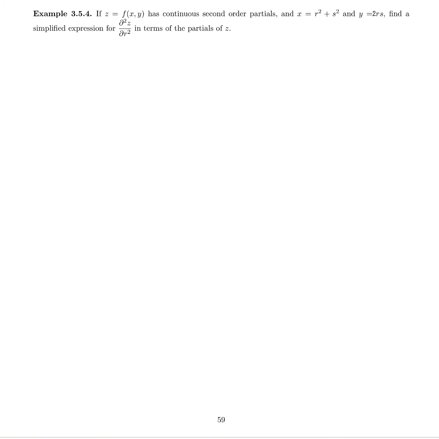So let us start by making a little tree diagram. We know that our z depends on x and y, and both of those depend on r and s. So we are looking to find the partial with respect to r first, so we're going to go down this way eventually, but let's first write down what we're looking for. We want ∂²z/∂r², which, if we remember this notation, is the derivative with respect to r of the first partial of z with respect to r.